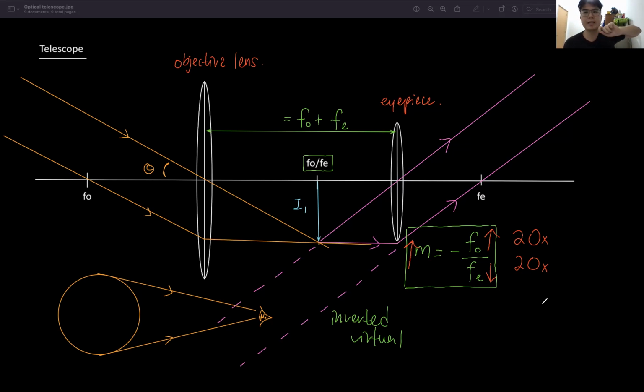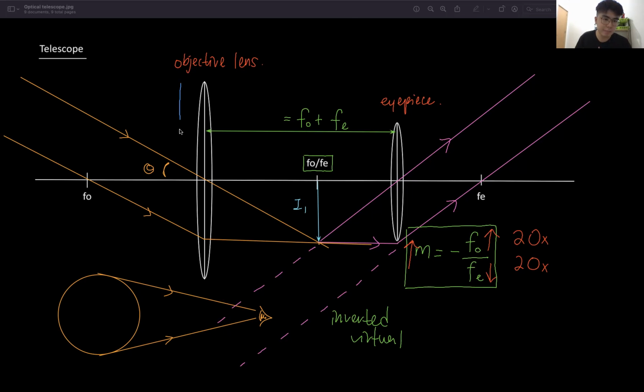So if you magnify, then your intensity decreases. How do you increase your intensity? You allow more light in. So there's this quantity that they call the aperture. Okay, the aperture of the lens.